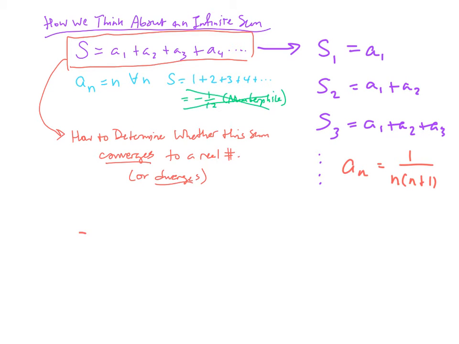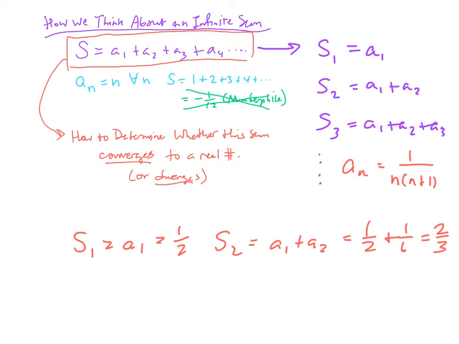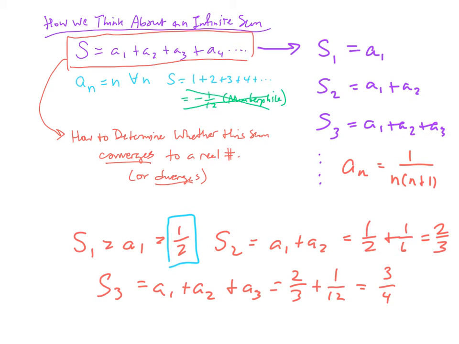So I could calculate that S1 is equal to a1, which is 1/2. S2 is equal to a1 plus a2. That's 1/2 plus 1/6, which is 2/3. And then S3 is equal to a1 plus a2 plus a3. I know already that a1 plus a2 is 2/3, and then a3 is 1 over 3 times 4, which is 1/12. That's going to come out to 3/4. And you might notice there appears to be something very interesting happening with these partial sums. Again, those are partial sums, what we call the sum of the first k terms of the series for some value of k.